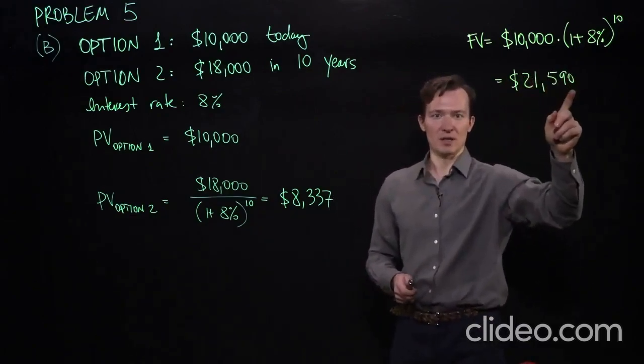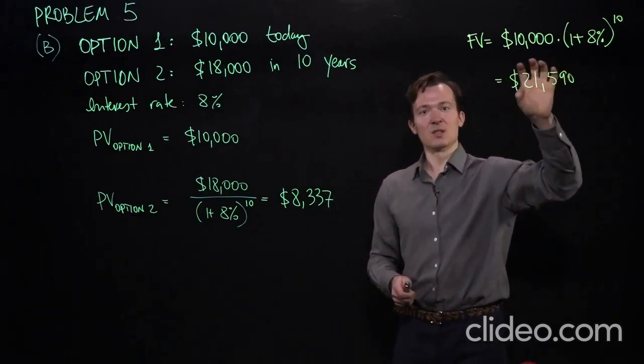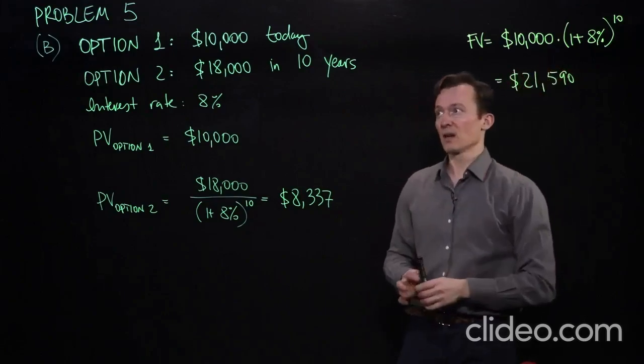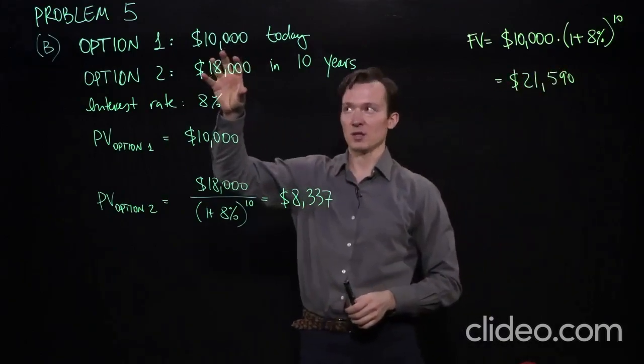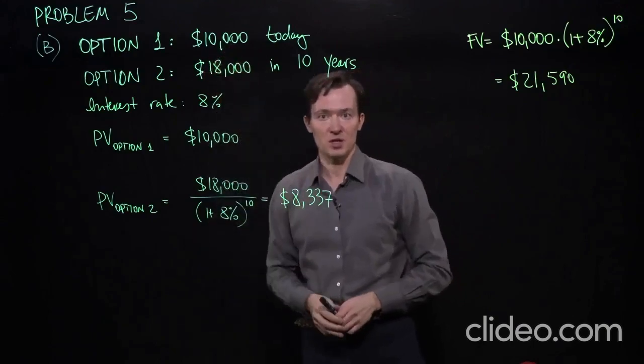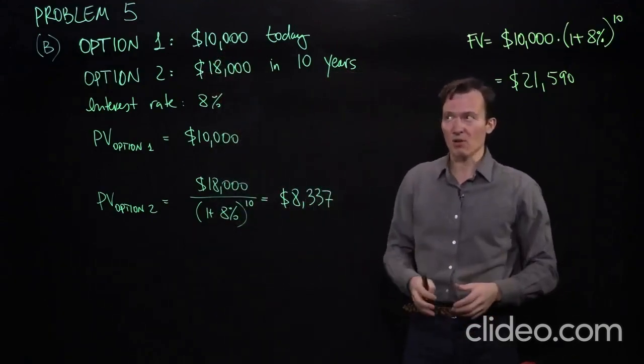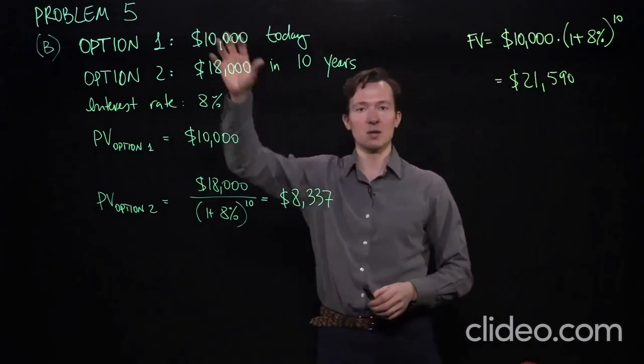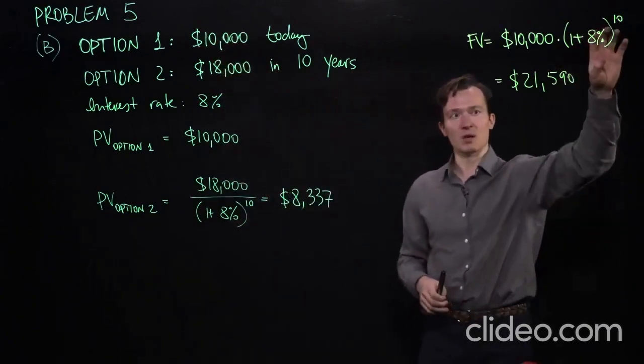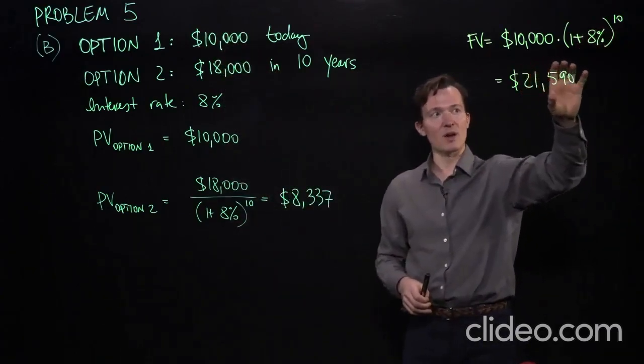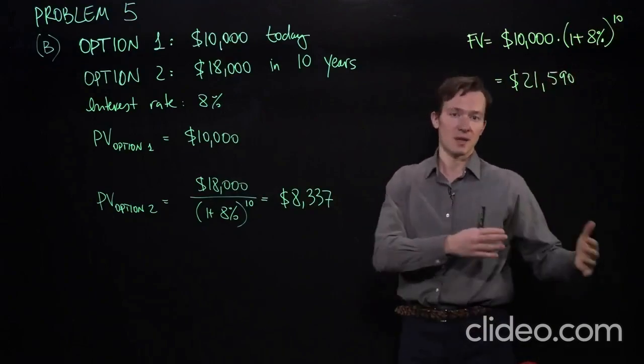So the future value of $10,000 invested at 8% for 10 years is $21,590. This is a higher amount than what we would receive from our sister in 10 years, $18,000. So therefore, we are better off taking $10,000 today and investing it at 8% rate and receiving $21,590 10 years from today.